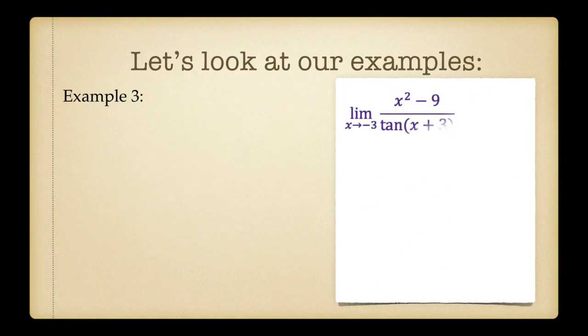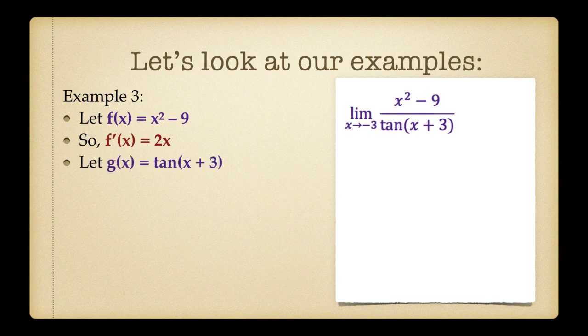All right, here's the third example. f of x is x squared minus 9. So the derivative of that is going to be 2x. The bottom function is tan of x plus 3, and the derivative of that is the secant squared of x plus 3.